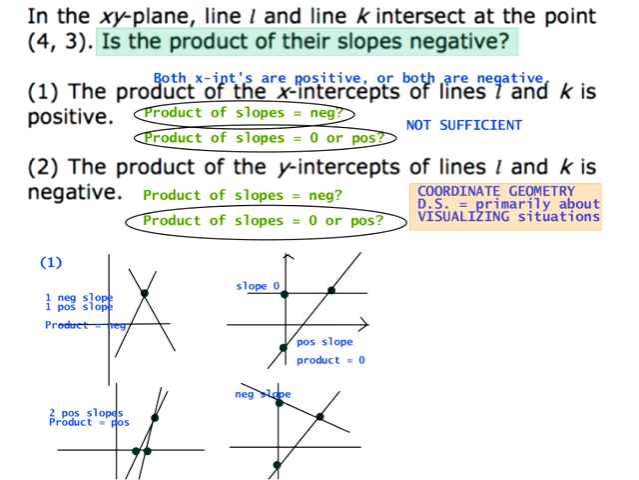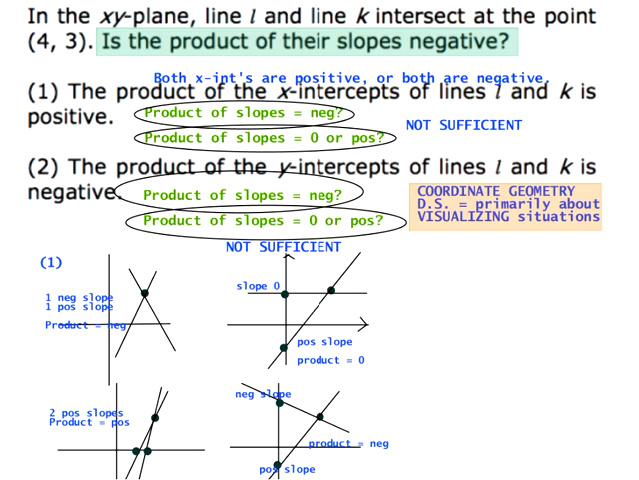This is a negative slope. This is a positive slope. So, yeah, the product is negative. So you circle them both, not sufficient. So what do we do now? What happens? I mean, they're both not sufficient, so the next step is to do what? The next step is to combine them. So now we know the product of the x-intercepts is positive, and the product of the y-intercepts is negative.